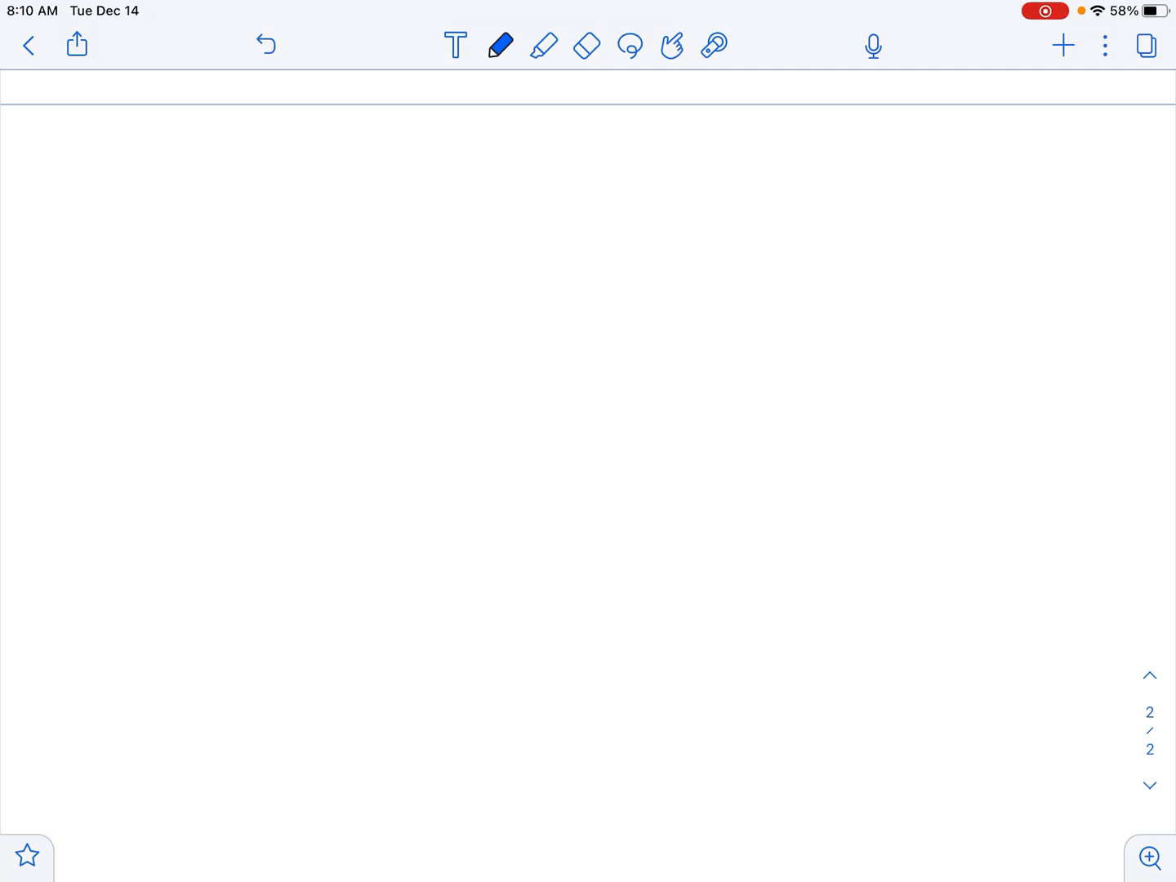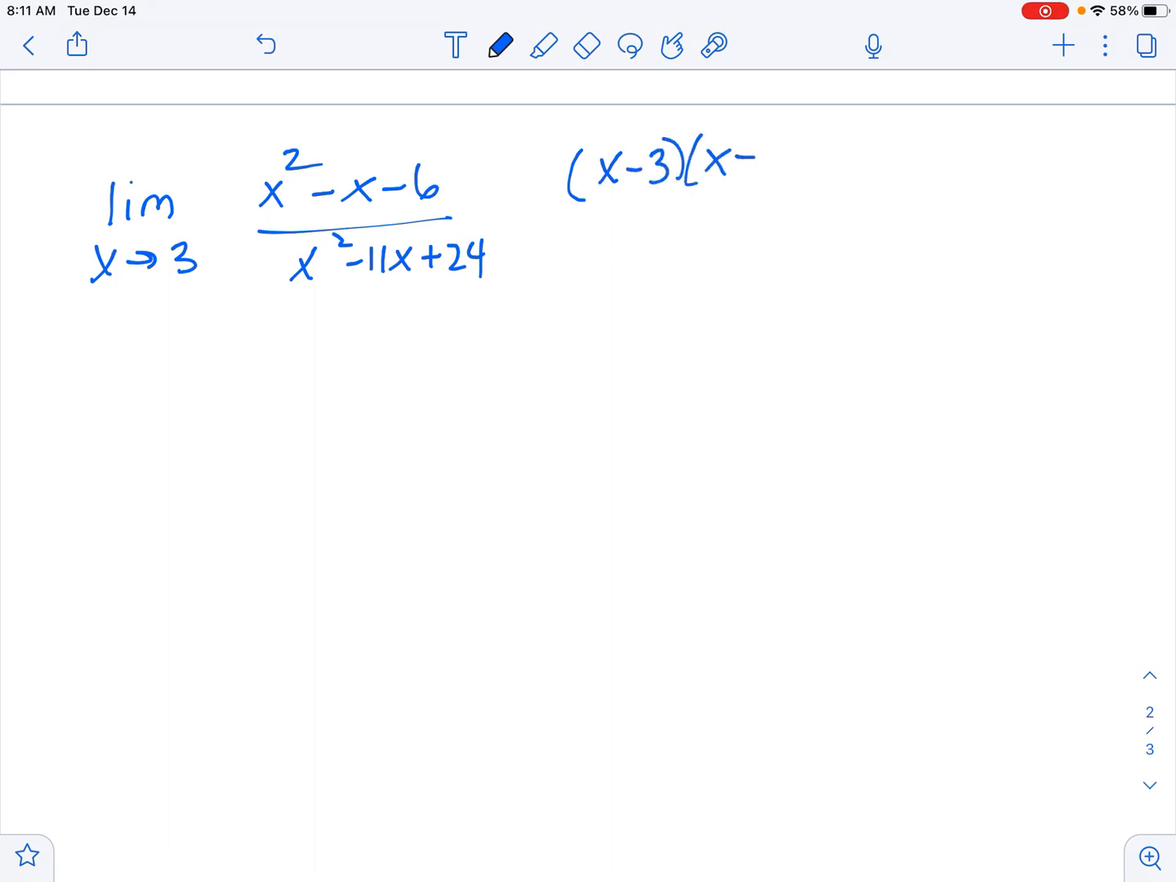I do not. Okay, so the second question is the limit as x approaches 3 of x squared minus x minus 6 over x squared minus 11x plus 24. Once again, I'm going to factor the numerator into x minus 3 and x plus 2. And I'm going to factor the denominator, x minus 8 and x minus 3. And I can see that I have a common factor of x minus 3 on top and on bottom, which means there is a hole at this function at x equals 3.